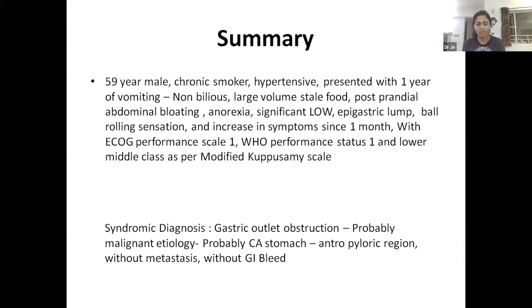Syndromic diagnosis is gastric outlet obstruction. Considering significant weight loss and anorexia and age, probably malignant etiology, probably CA stomach of the antropyloric region causing obstruction, without any evidence of distant metastasis and without evidence of GI bleed as per history.